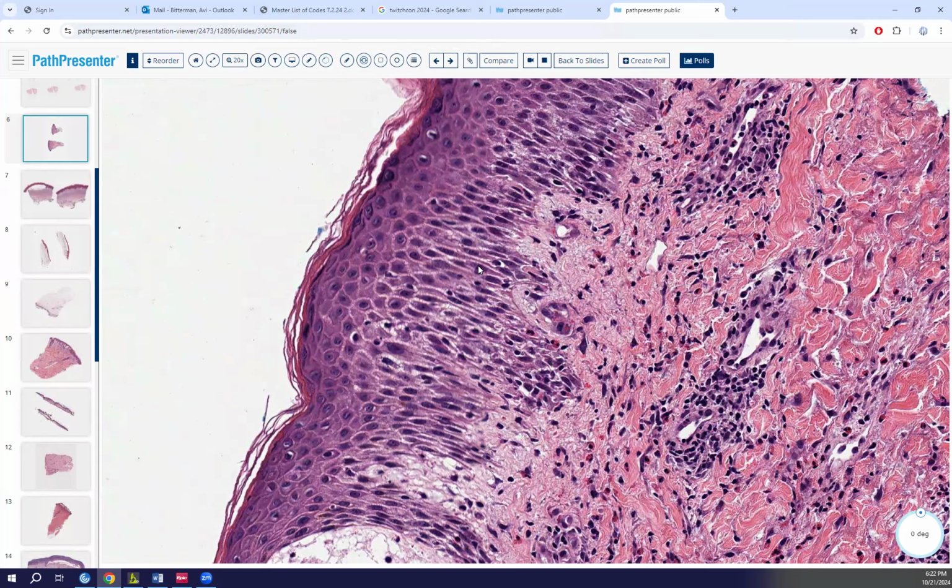You could rely on your mnemonic to build a differential. When we see eosinophilic spongiosis, what kind of emotion do we get? Happy. We're very happy. So what's our differential? Herpes gestationis, arthropod assault, pemphigus, pemphigoid. Two entities, by the way, arthropod and allergic. Allergic, okay. Pemphigus, pemphigoid. Yes.